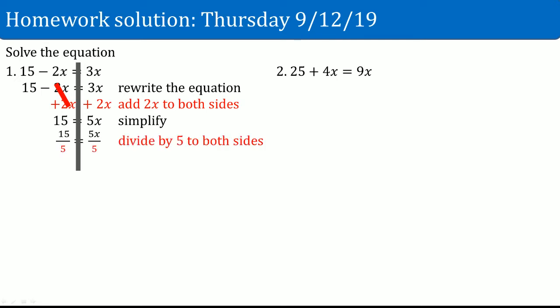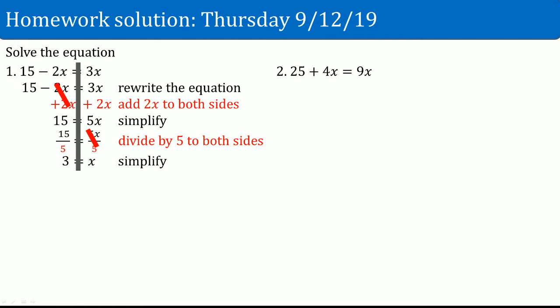Why do I divide 5 to both sides? Look at the right hand side. 5 over 5 becomes 1. They cancel. The 5 over 5 here cancels out. What do you have left over on the right hand side? X. On the left hand side, 15 divided by 5 is 3. Notice everything comes straight down. The variable came straight down.